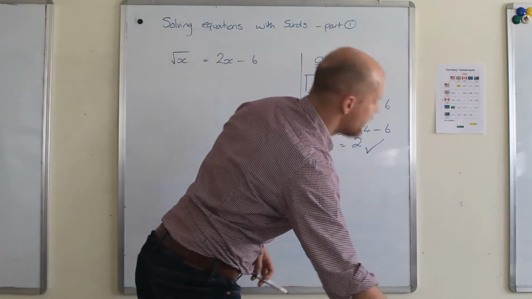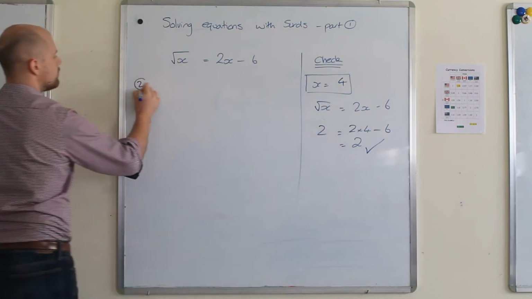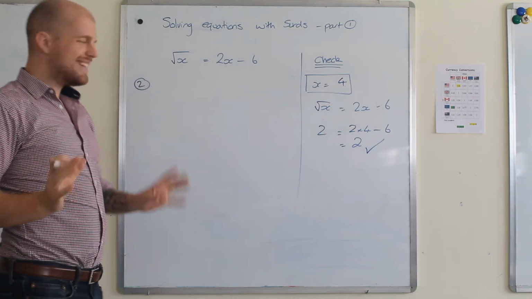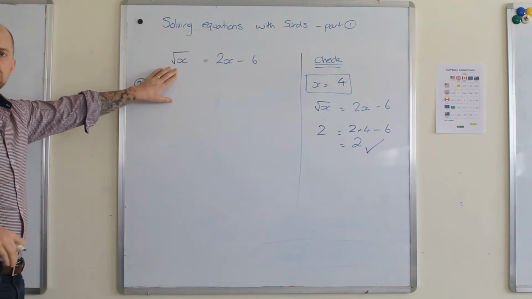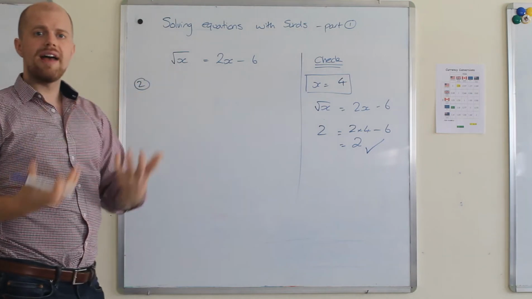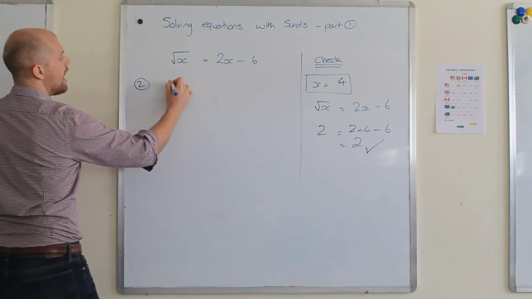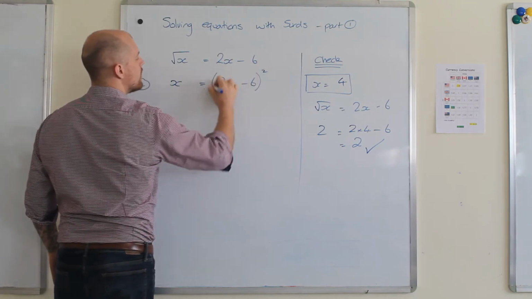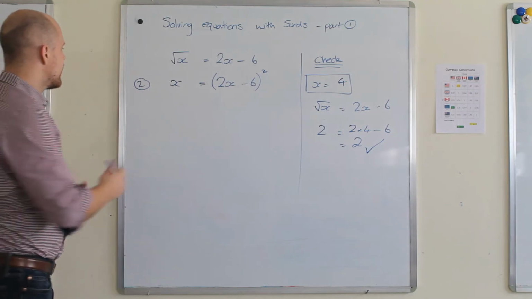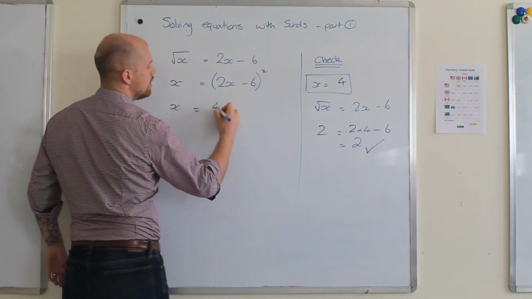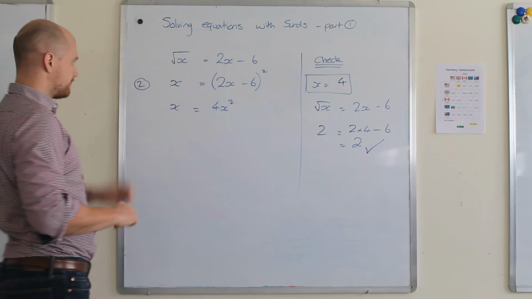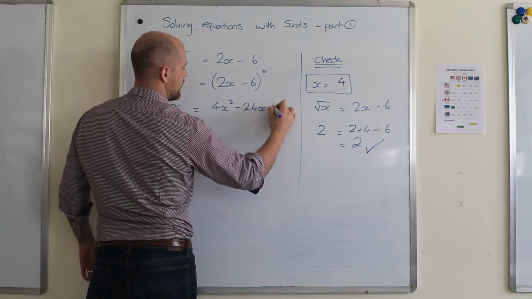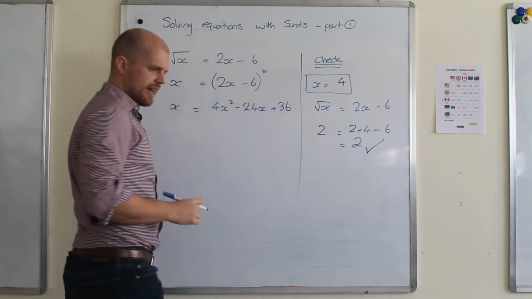Now the second way is as follows. Of this, the least nice thing is the square root. So what I'm going to do is square everything to get rid of it. x equals 2x minus 6 squared. I've squared both sides. Now I'm going to expand the brackets. 4x squared. I get minus 12 minus 24x, and I get a plus 36.